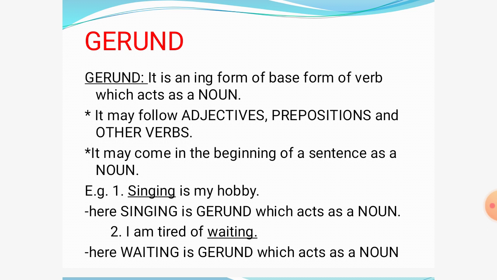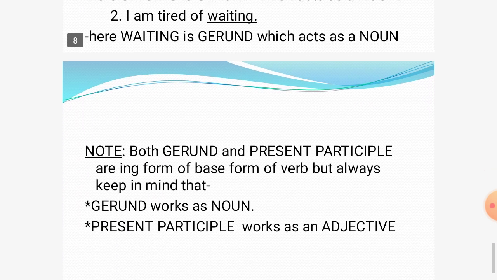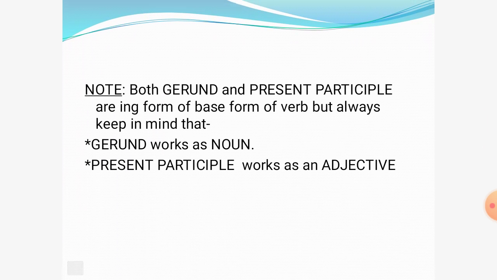Look at the next example now. I am tired of waiting. So, I'm tired of what? Waiting. So, here waiting is gerund, which acts as a noun. Note, it is very important for you people that both gerund and present participle are ing form of base form of verb. But you have to keep a thing in your mind always that gerund works as a noun and present participle works as an adjective.